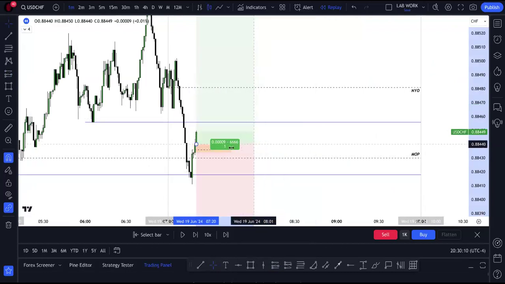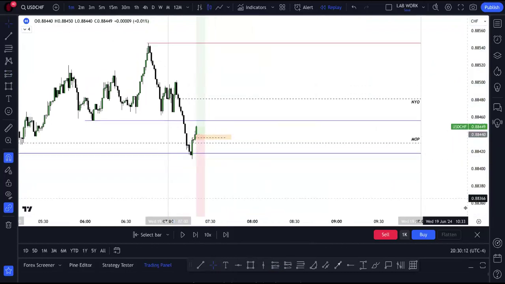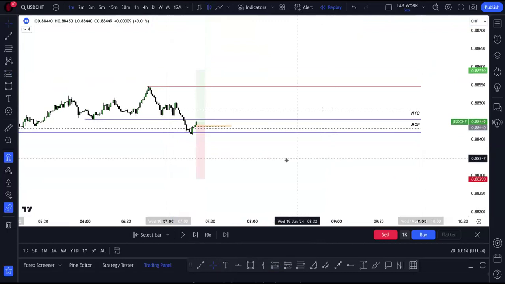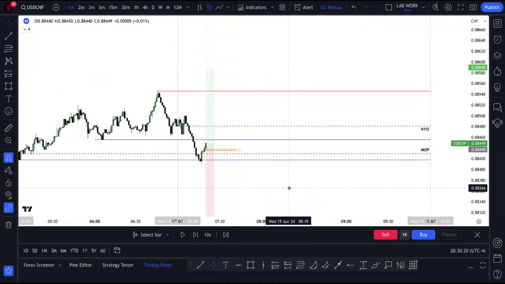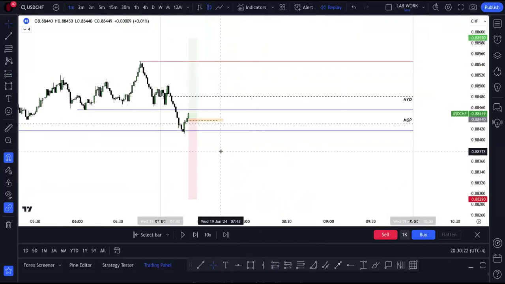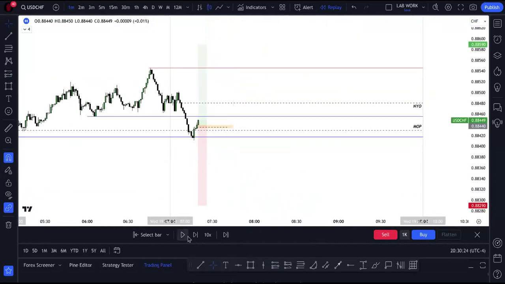Take a 1-to-1 scenario. I like 15 pips for 15 pips. Some people might do 10 for 10. Some people might go 20 for 20. I would not recommend you doing 5 for 5. Too small. You're going to get smoked. Market's going to run you out, especially if it pulls back a little bit. We'll play it forward.